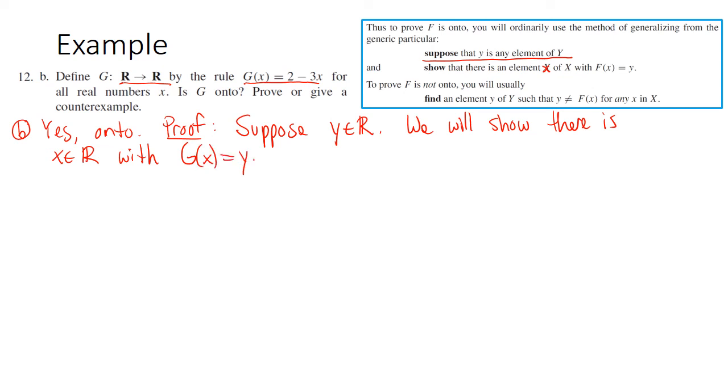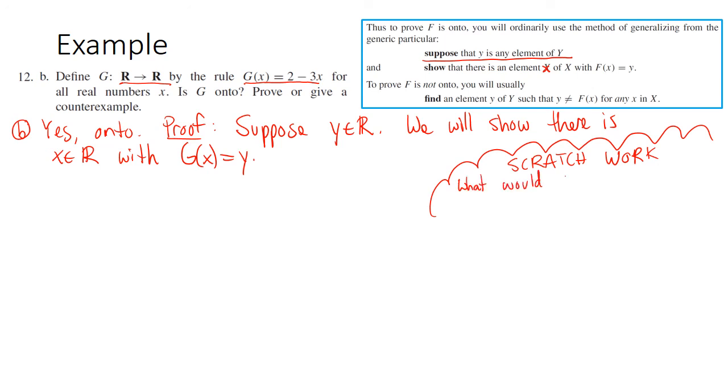Okay, so at this point you need to do some scratch work, and this scratch work is not part of your proof. So I'm going to put my scratch work in like a little bubble over here, like a little cloud, just to show that it's not in my proof. So this is scratch work. What you've got to do is actually solve for what x would be in order to find it. So what would x have to be? Remember, we're trying to find x in the real numbers such that g of x equals y.